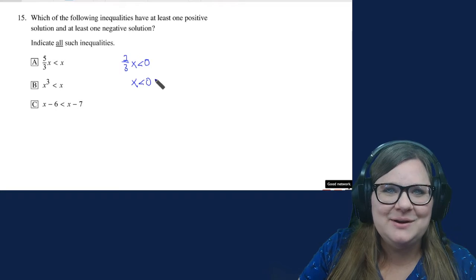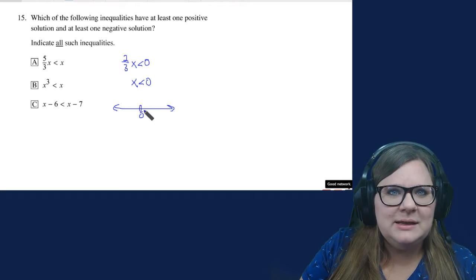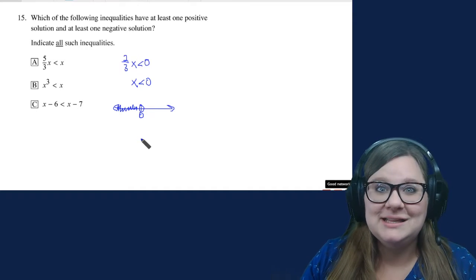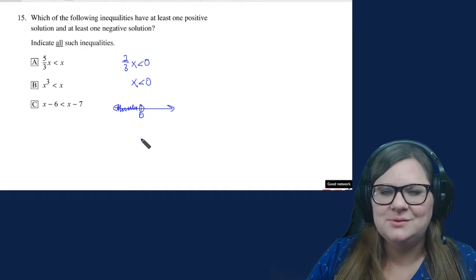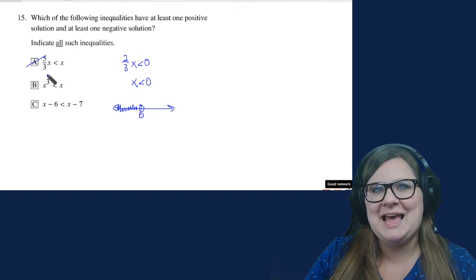is less than 0. If I think about that on a number line, 0 is right here, and it's not included, and I'm going to be less than it. So it's going to be all the values to the left. Well, those are only negative, and I want at least one positive and one negative solution. Well, I didn't have any positive solutions, so we do not choose answer choice A.